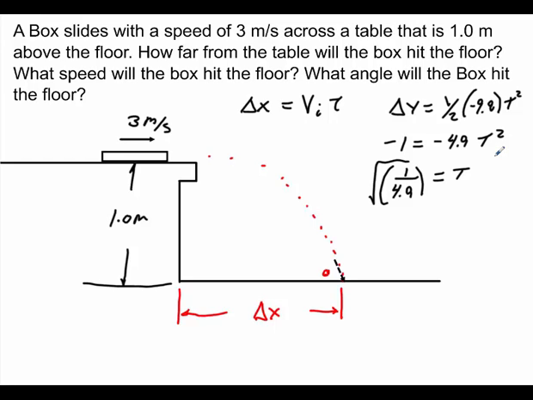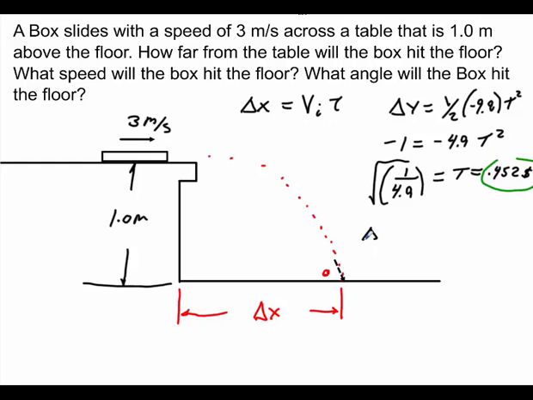Take 1 divided by 4.9, then square root, and that gives us a time of 0.452 seconds. So that's the time it's going to take for this object to fall from here to here. That's how long it takes. Same thing, if I dropped a ball right here, that's how many seconds it would take to come down and hit the floor. Alright, so now that we have our time, we can put it back into this equation here.